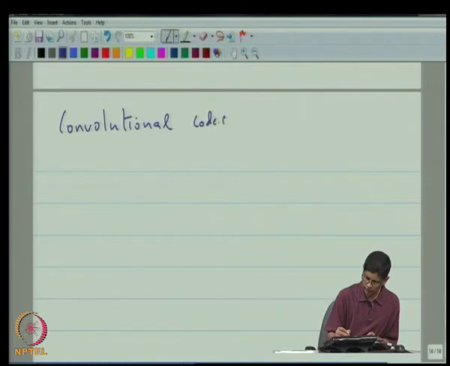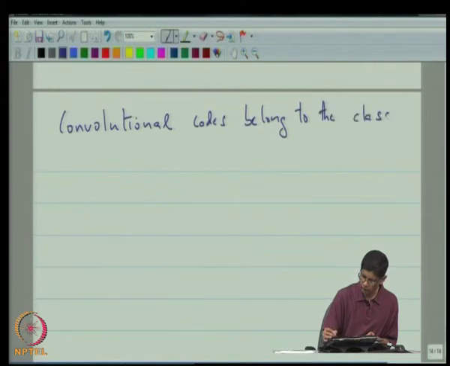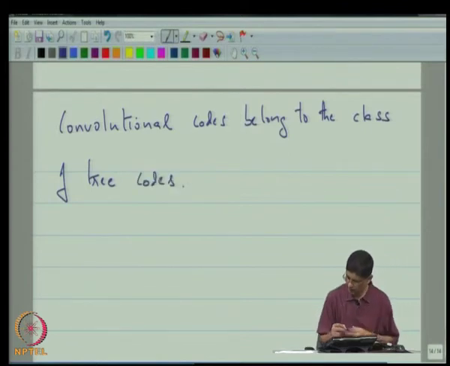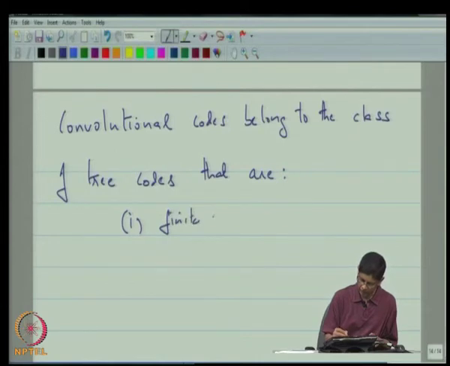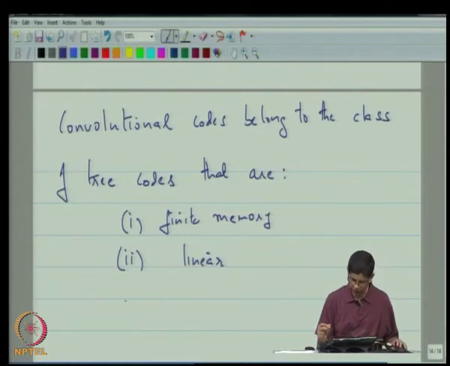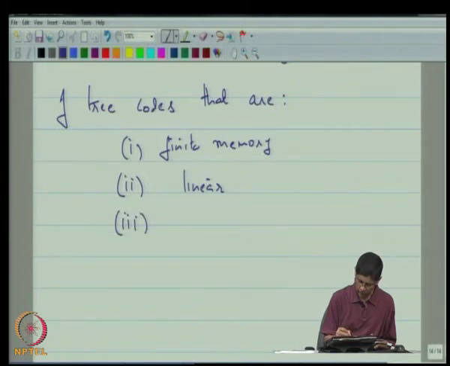Convolutional codes belong to the class of tree codes that are one, of finite memory, two, linear, and three, time invariant. Okay.